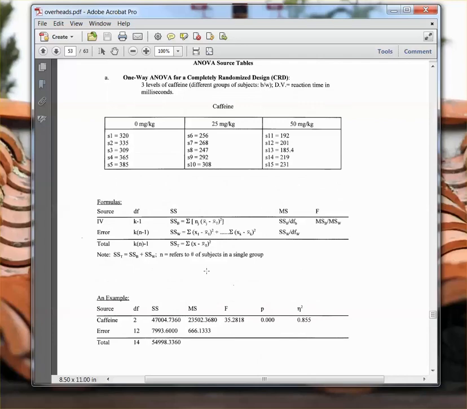Next, we'll talk about the source table for a repeated measures design. We'll use the same data, but we'll talk about it in a little bit different way to sort of set it up.